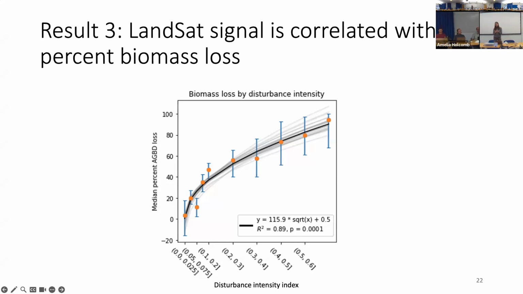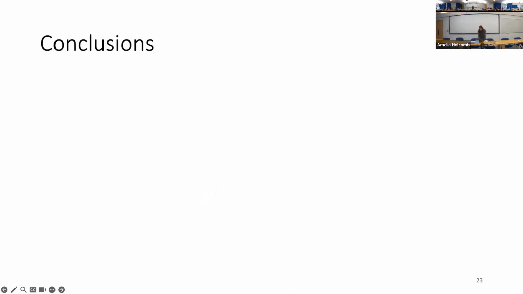It's also going to be a conservative estimate, especially for small disturbances, and we can talk about that afterward. But I also think that this is a very exciting graph, because it echoes those earlier results in the literature that said, look, there might be a relationship between what we're seeing in Landsat and disturbance biomass losses. And I think it points to a very promising direction for future work that we could consider.